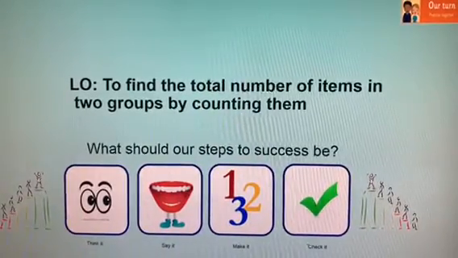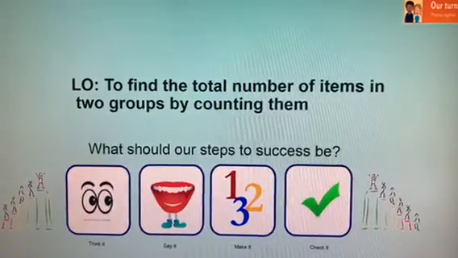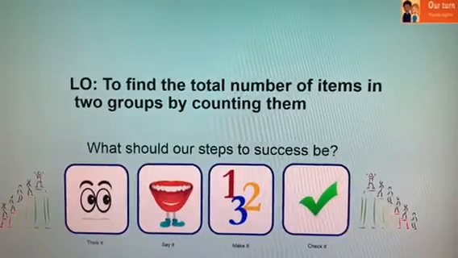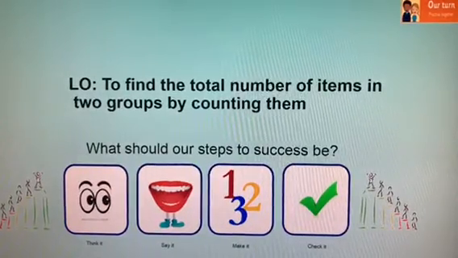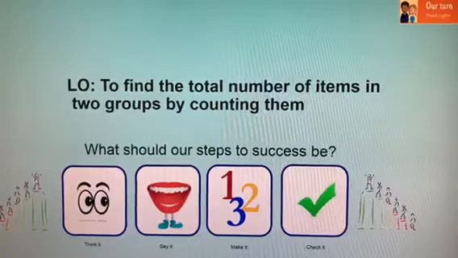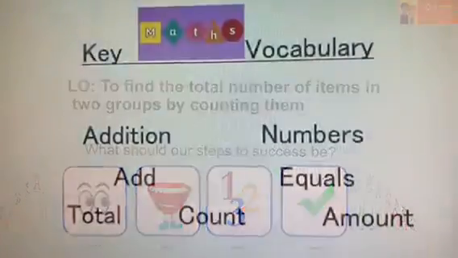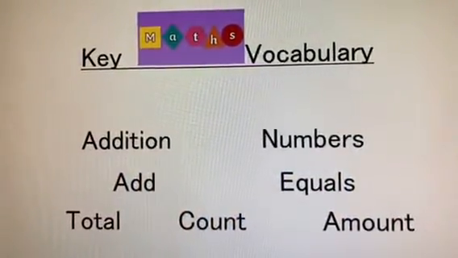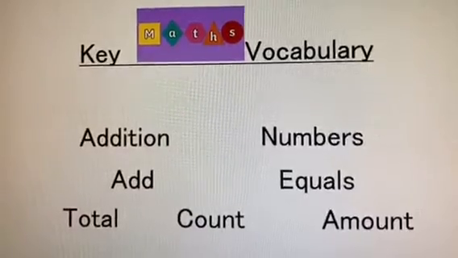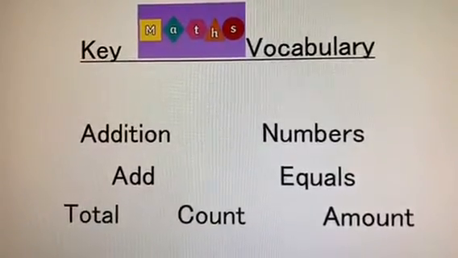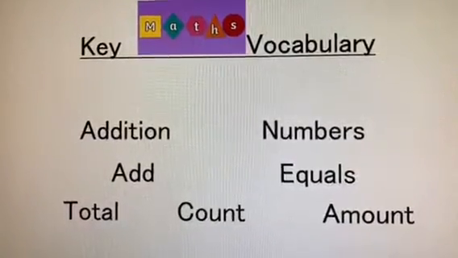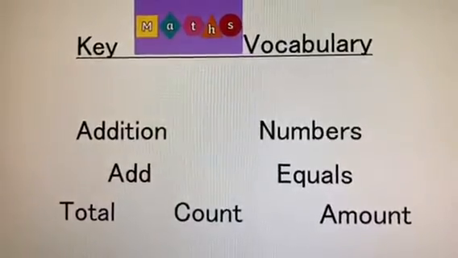So what should our steps to success be? We're going to think it, say it, make it, and then check it. So some of the key vocabulary you might hear in today's lesson are the words addition, numbers, add, equals, total, count, and amount. So do you remember the 2 new signs that we learnt yesterday? Pause the video and tell your adult.